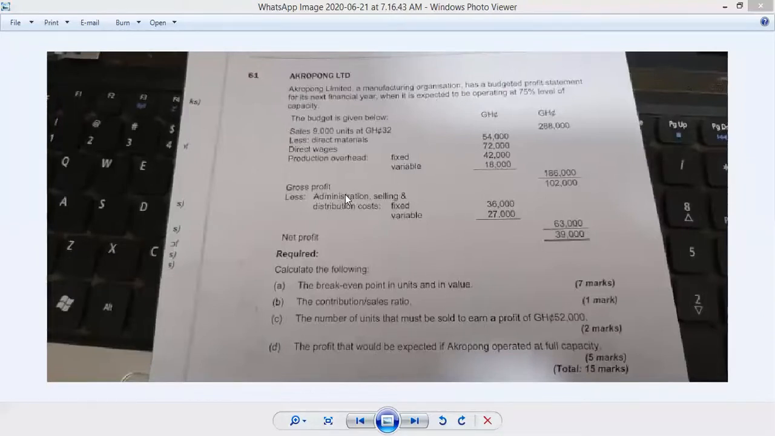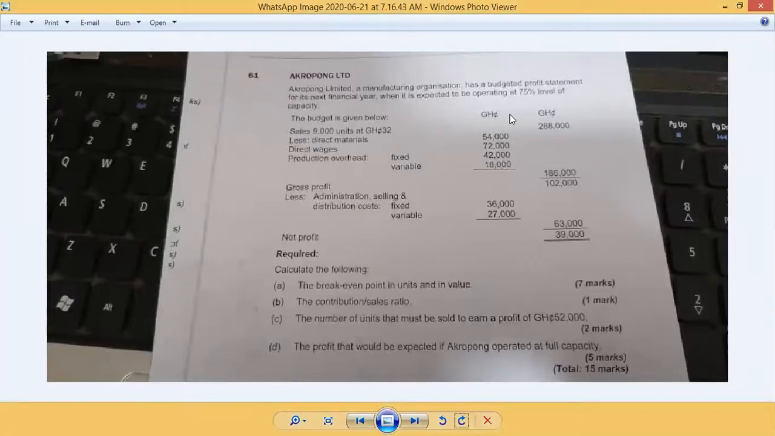So first question, income statement. You'll be given an income statement, and then you'll be told to perform some calculations. This is the income statement. Ecopon Limited, a manufacturing organization, has a budgeted profit statement for its next financial year, when it is expected to be operating at 75%. Take note of this, that they are not operating at full capacity.